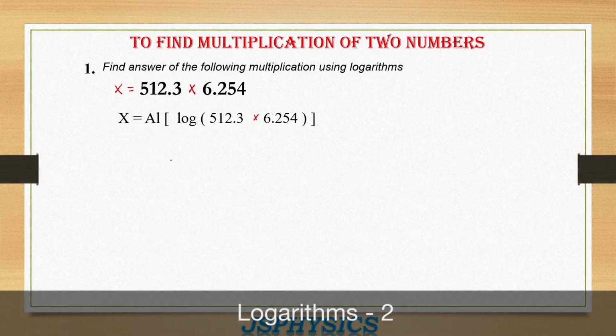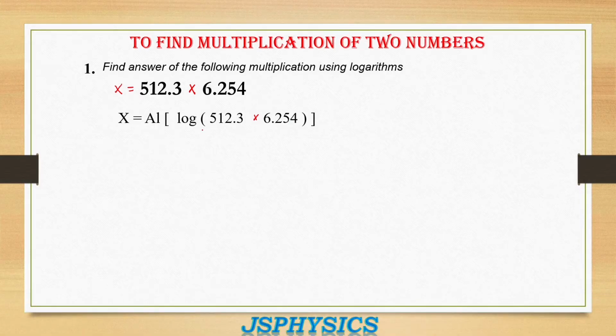Remember, whenever we want to simplify the calculations, we'll be taking the log, then we'll simplify that, and then finally we'll take antilog to get back our answer. So in this case, first we'll find the multiplication of these two by using log, and then we'll find its antilog. As per the rule of multiplication, when I multiply these two numbers by log, that will be replaced by addition. So our next step will be antilog of log of 512.3 plus log of 6.254. That means this multiplication is replaced by addition in logarithms.